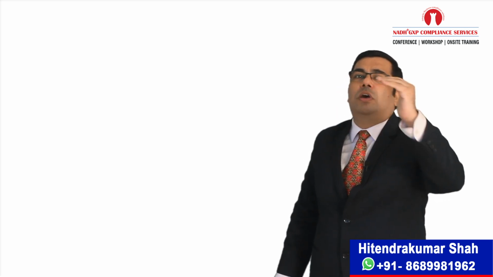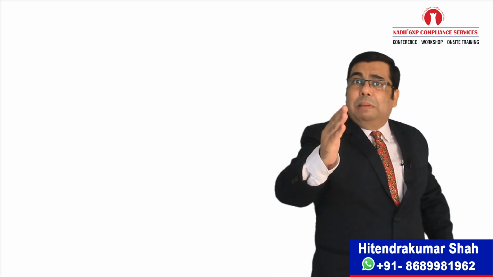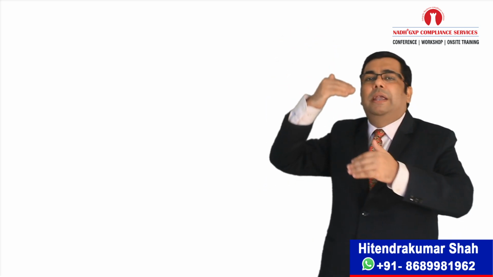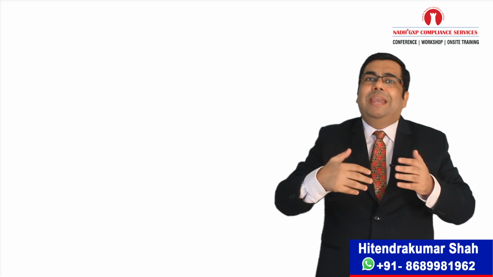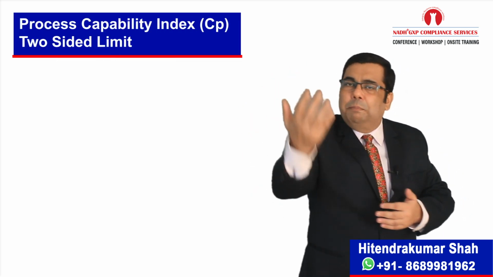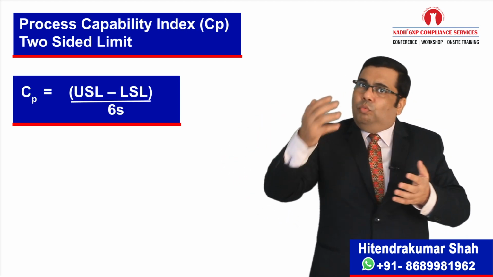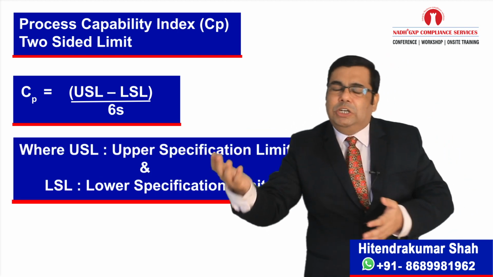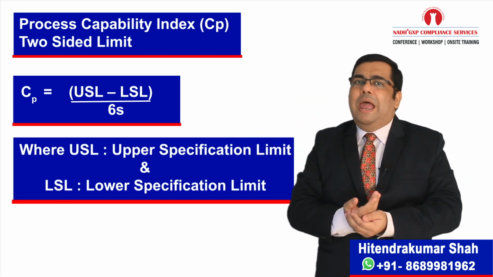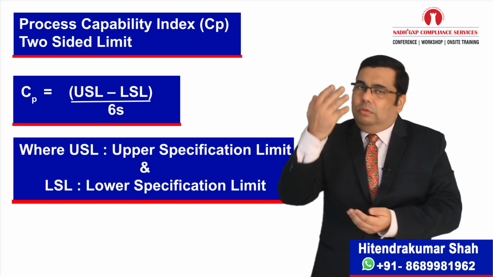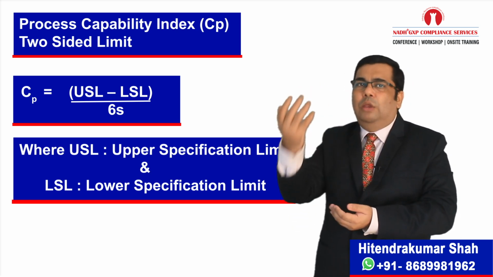Now, the next question is how to calculate the process capability. For this, we have to calculate the process capability index. The process capability indices are CP and CPK. When there are two different limits, for example, an upper limit and a lower limit, we can easily calculate CP as a process capability index. The formula for CP is very simple. We subtract the lower specification limit from the upper specification limit and divide this by 6 sigma. So we will get the value of CP.